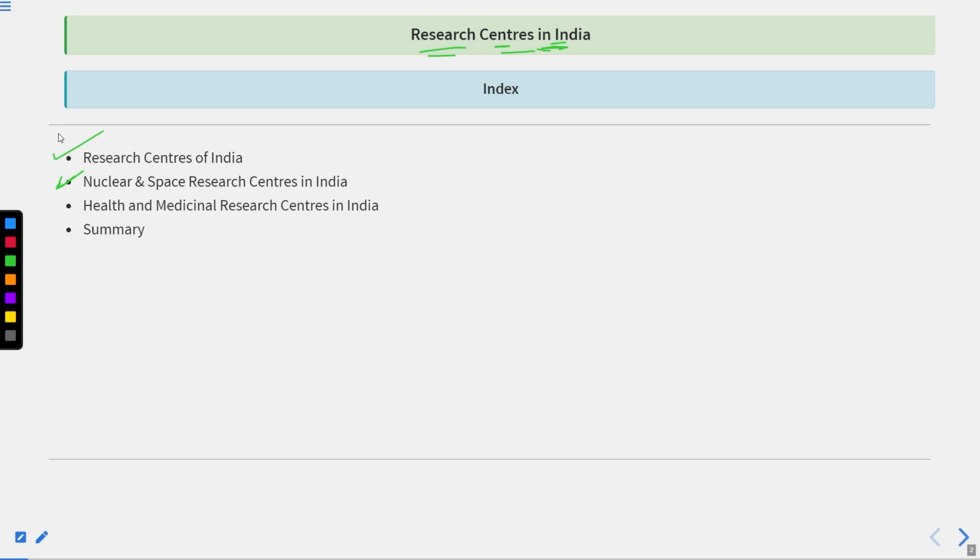Okay. And then the third. In third, we will talk about the health and medicinal research centers in India, whichsoever are the health and medicinal research centers in India. And at last, of course, we will have the discussion over the summary of the entire research centers that we will cover in this particular lecture. So this is going to be our path of action in this lecture. Starting with the research centers of India in general manner, then nuclear and space research centers in India, then health and medicinal research centers in India, and fourth, the summary part of this.